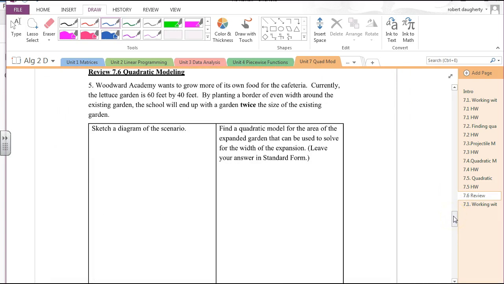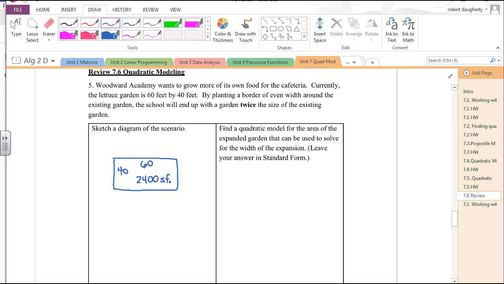Let's continue on. We're looking at another problem here that's maximizing. This looks like I'm building some kind of border. So Woodward Academy wants to grow more of its own food for the cafeteria. Currently the lettuce garden is 60 by 40. We would like to plant a border of even width around the existing garden, and the school will end up making a garden twice the size of the existing garden. So I've got a garden here that is 40 by 60. So I know that is 2,400 square feet.